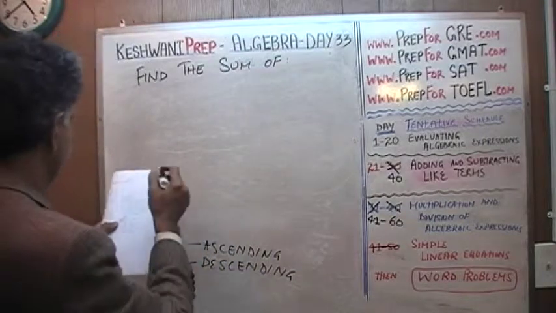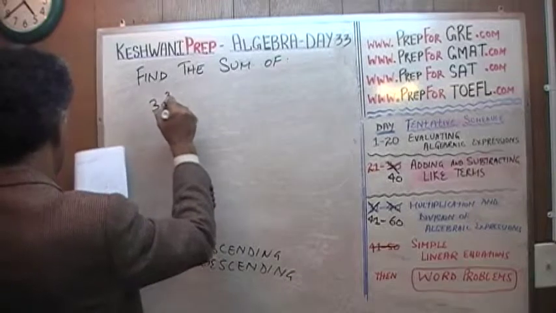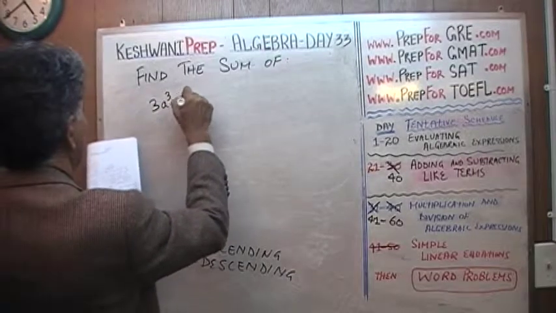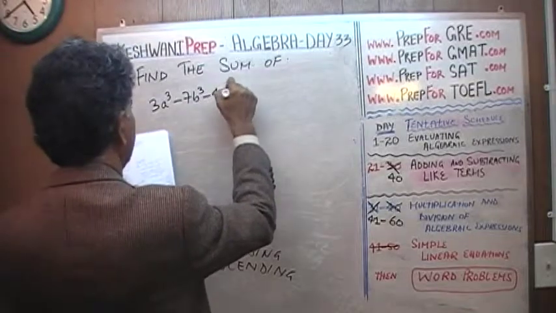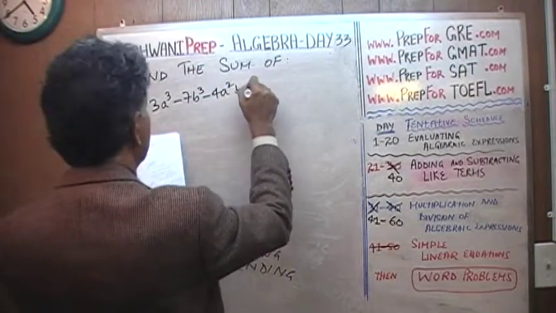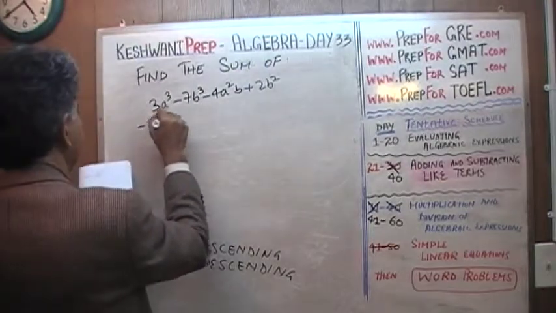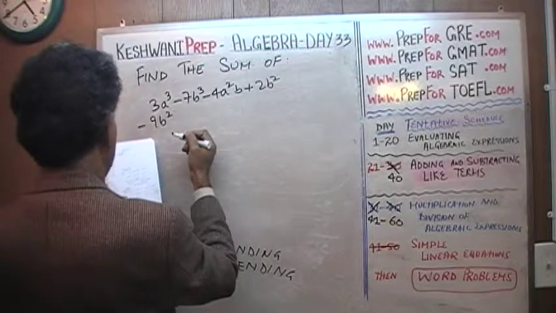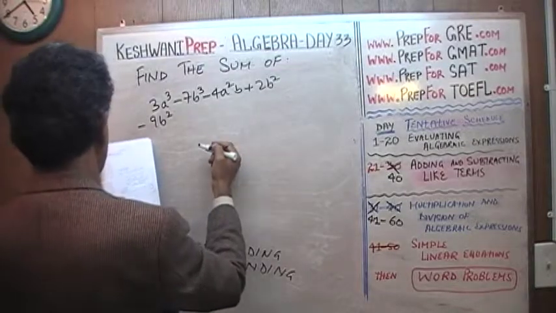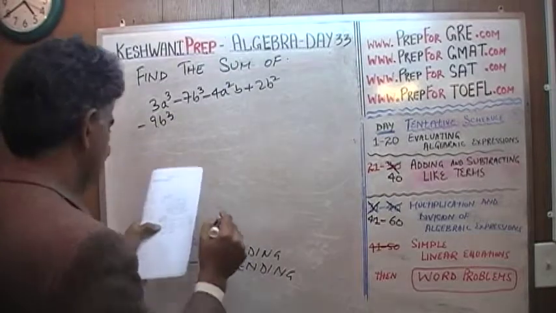Next one. 3a cubed minus 7b cubed minus 4a squared b plus 2b squared, minus 9b cubed rather.